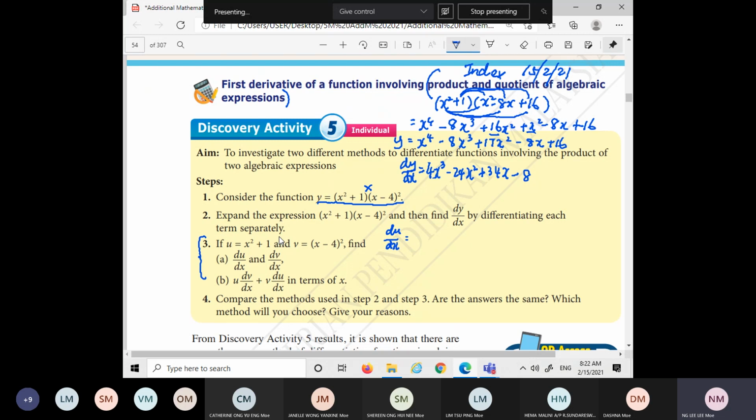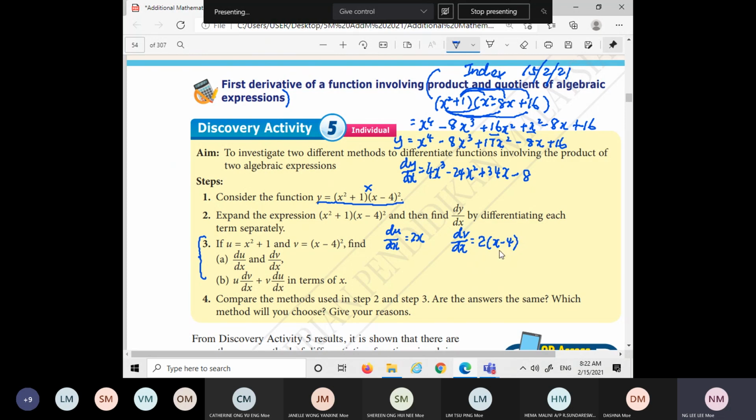So I'm going to differentiate x squared plus 1. I differentiate x squared, I get 2x. I differentiate 1, I get 0, so I don't write. For the second expression, dv dx, how am I going to differentiate this? Remember the previous lesson. You bring down the 2, you copy the whole bracket, and then the power minus 1. So 2 minus 1, you get 1, no need to write.